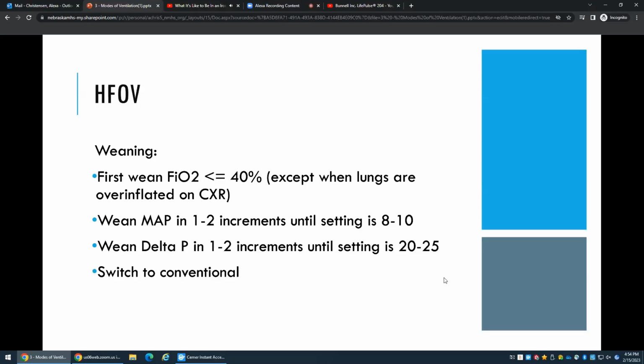And then we're going to wean that MAP in increments of 1 to 2 until we get to a setting of 8 to 10. Wean the delta P in increments of 1 to 2 until we get to 20 to 25, and then we will switch to conventional. Lots of things are going to go into when we will switch the baby: the patient's condition, physician preference, blood gases. It's a lot of different things, but this is kind of a general rule of when we would switch.